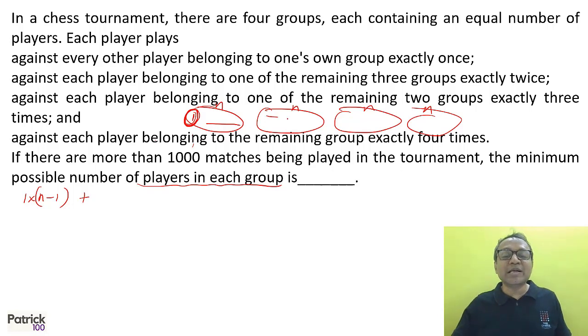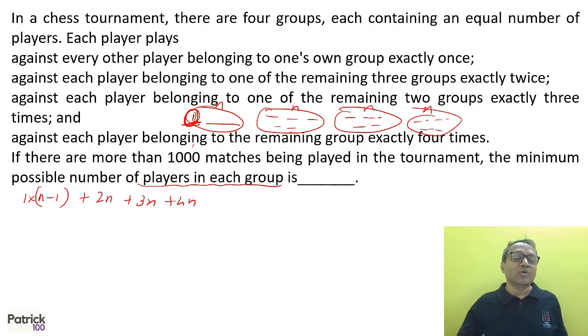Then for each of these n people in the second group, I play two matches. So 2 into n games. Then this one person will play three matches with each of these n players in the third group. That will be 3n games. And the same way we play four matches with each of these n people in the fourth group, which will be 4n. So these are the number of matches played with one person.